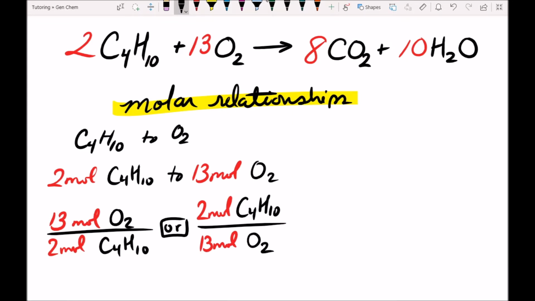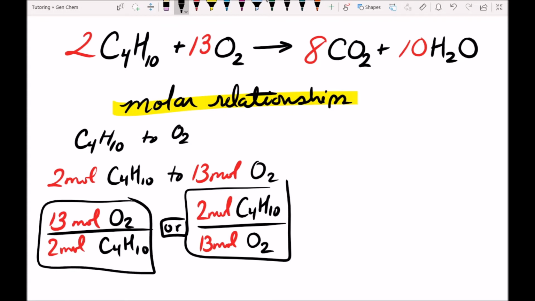And these two ratios would be used depending on what you're trying to accomplish. If you're trying to eliminate moles of oxygen and obtain moles of C4H10, you would use this, because then you can cancel moles of oxygen in the denominator. Likewise, if you were trying to eliminate moles of butane and get moles of oxygen, you would use this first ratio, or fraction, or relationship, to eliminate moles of butane in the denominator.